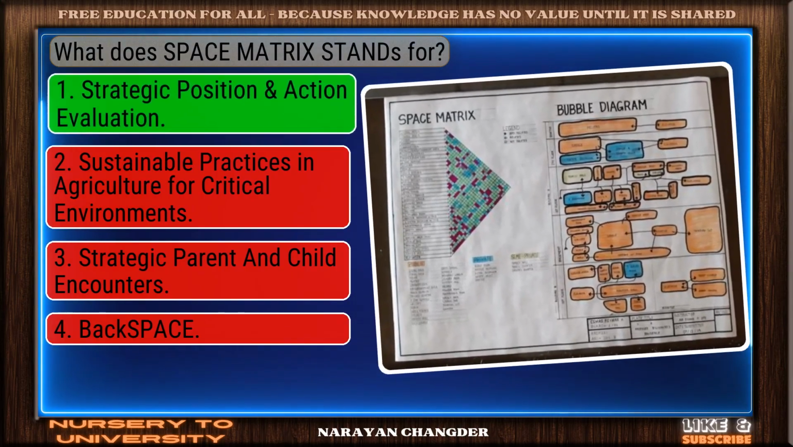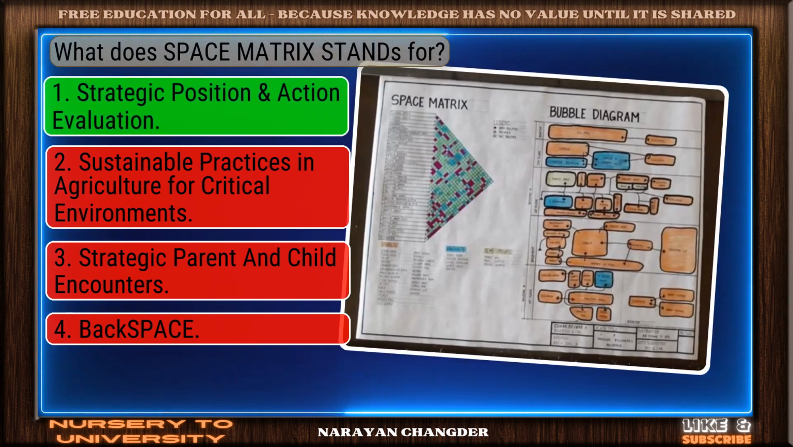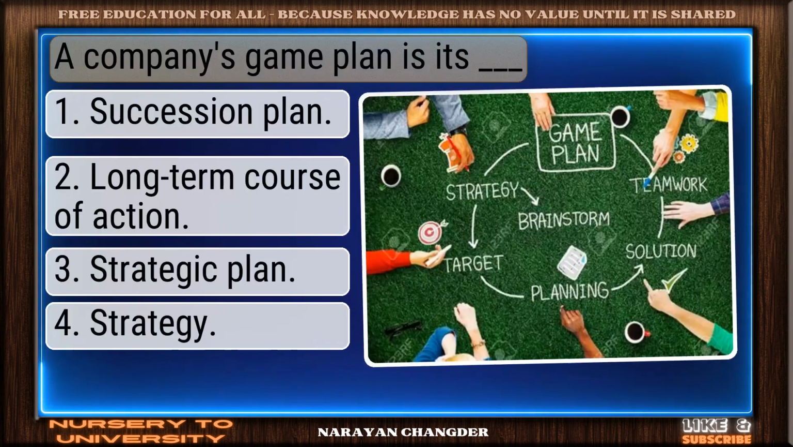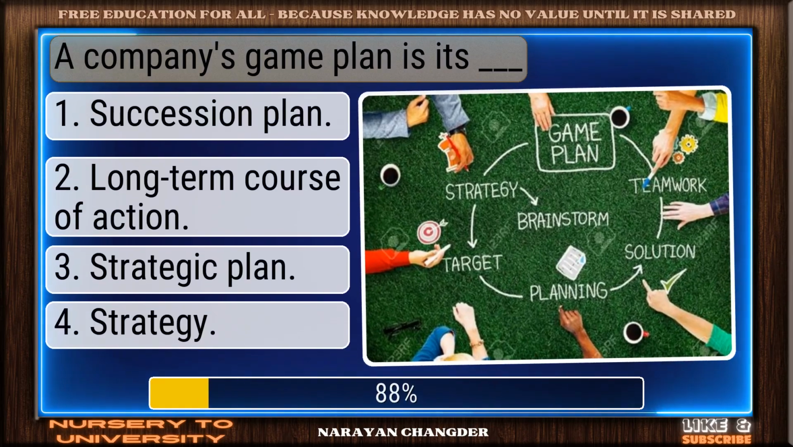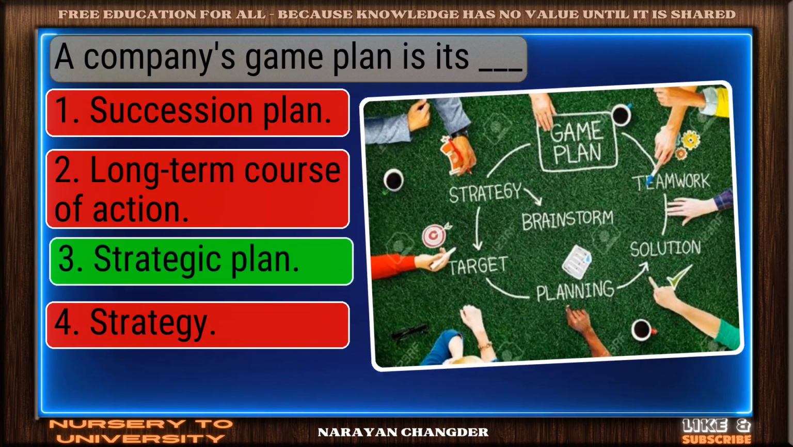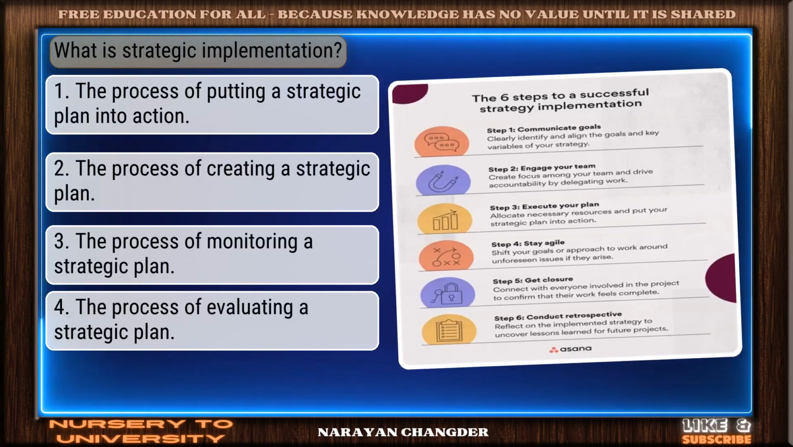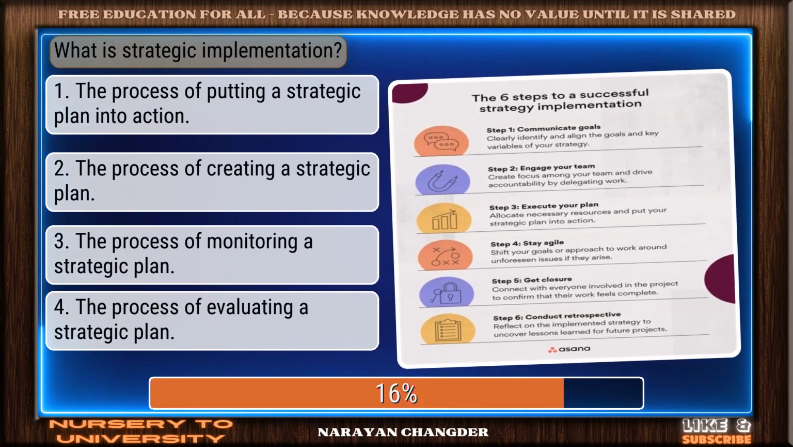You're right. Strategic position and action evaluation is the correct answer. A company's game plan is its dash. Correct. Strategic plan is the right answer. What is strategic implementation?